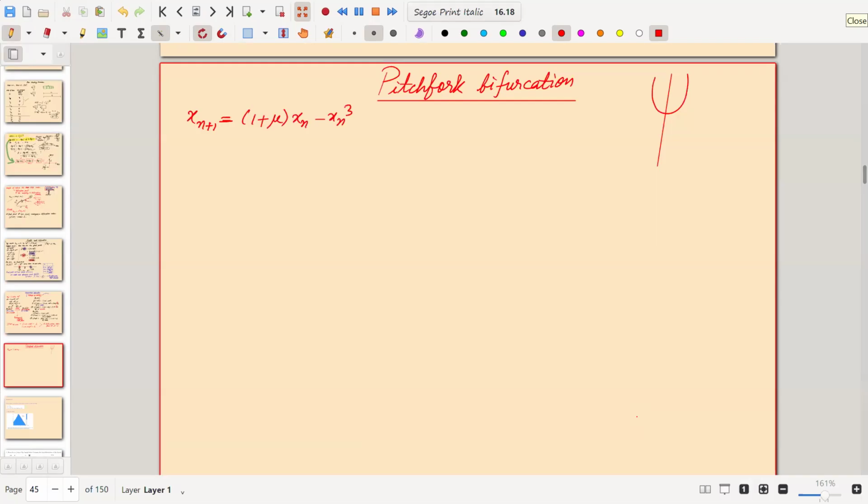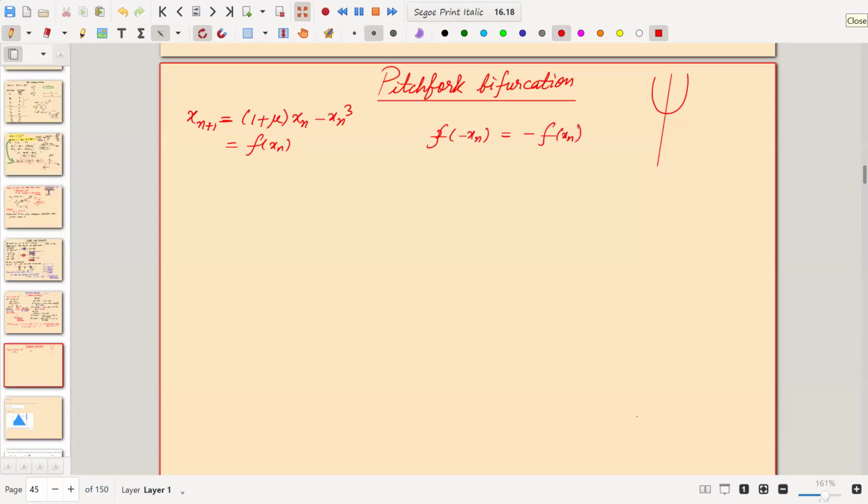This is a 1D map. Now this is an odd function, right? The right hand side is an odd function. If you put x to minus x, so this is like f of x_n, right? So if I say f of minus x_n is equal to minus f of x_n.